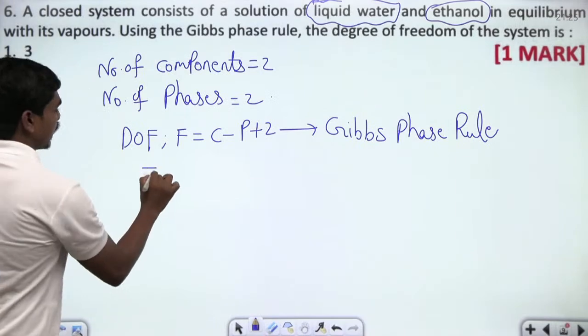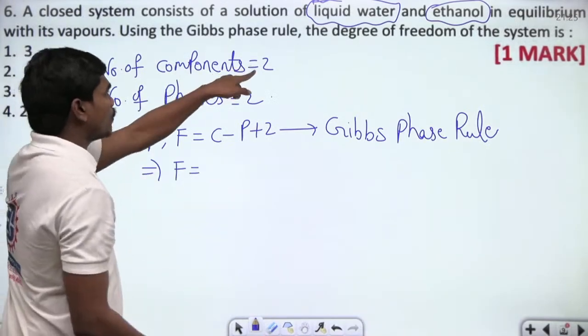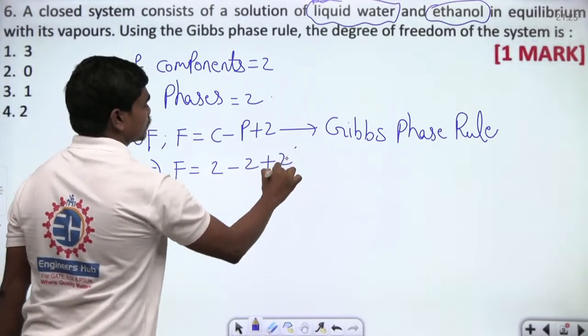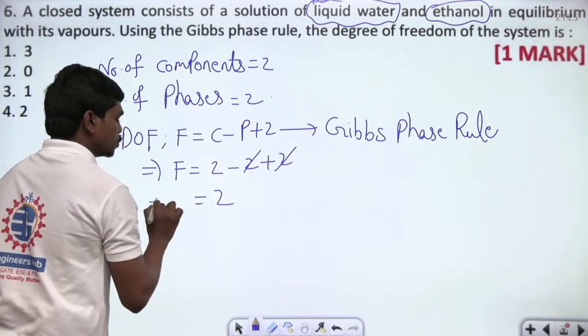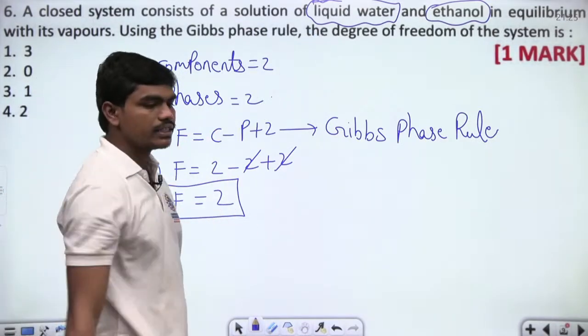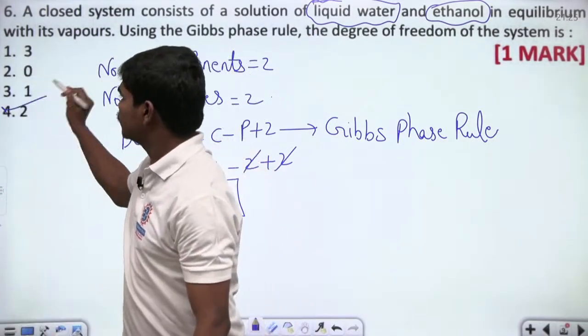Okay, so this implies F is equal to your number of components is 2 minus number of phases is 2, so plus 2. You know this plus 2 and minus 2 gets cancelled, so this is 2. So number of degrees of freedom of this particular substance in this situation is 2. So the answer is 2, which is in the 4th option.